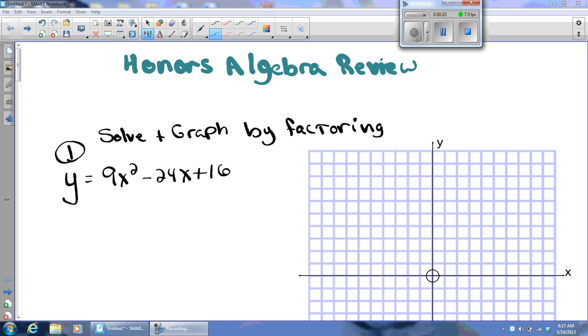I'm going to go through the major concepts. I'm not going to go through like 800 examples, but major concepts. And you can come in and get some help. You can do extra practice, the extra problems in your book, whatever it takes. All right, the first one is we're going to solve and graph this quadratic equation by factoring.